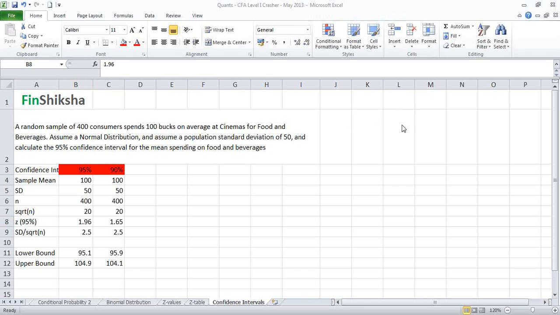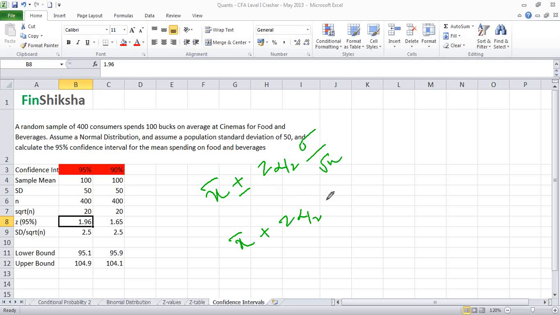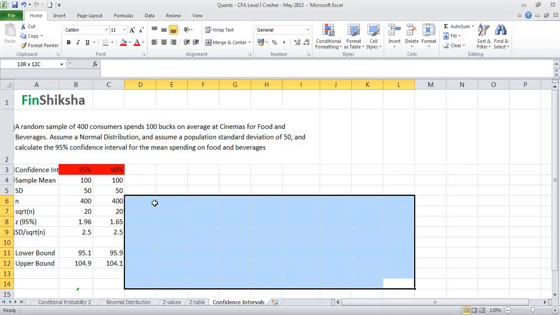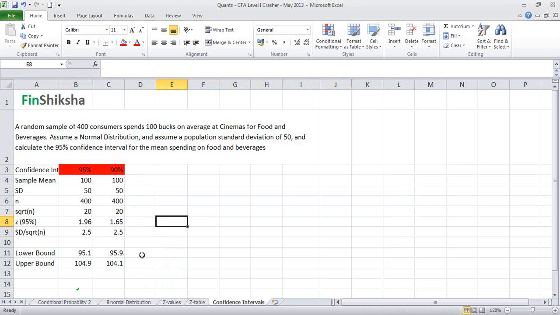Effectively, once we have calculated this, remember the estimate is given by x bar plus minus Z alpha by 2 multiplied by sigma by root n. So x bar plus Z alpha by 2 into sigma by root n will give me the upper bound, and minus will give me the lower bound, which means with 95% confidence, we can say that it will lie between 95.1 and 104.9. Fine. So that's what your intervals would mean. If you want a 90% confidence, then you get these values effectively. Fine.